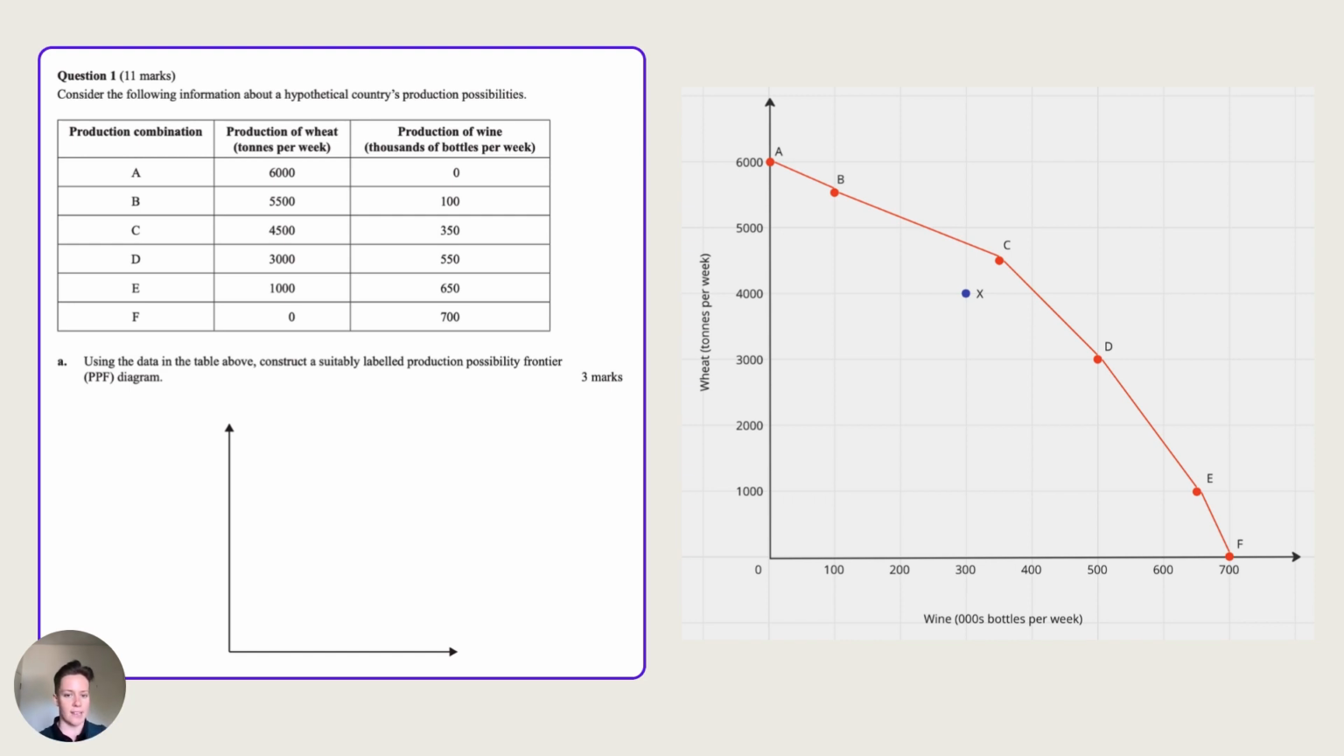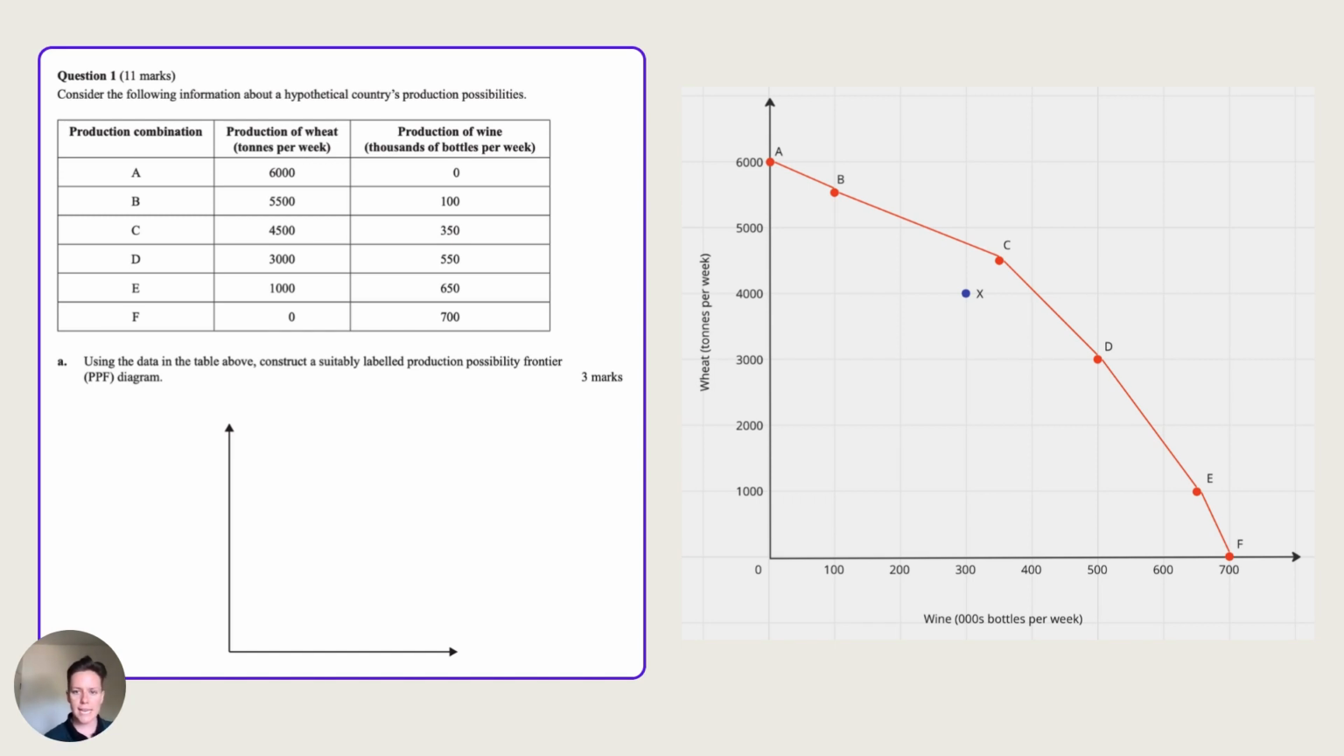Same deal on the x-axis, okay? So I'm dealing with 0 to 700, so I've just used 7 centimetres and I've said that each centimetre is worth 100. And then I've gone and plotted all the points along this PPF, okay? So point A, I'm just going to check it. If I've made sense of this, I've said that we're going to produce 6,000 tonnes of wheat per week and 0 wine bottles per week. So if I go back and check that against my data here, I can see that I've got that one correct. Let's just do one more.